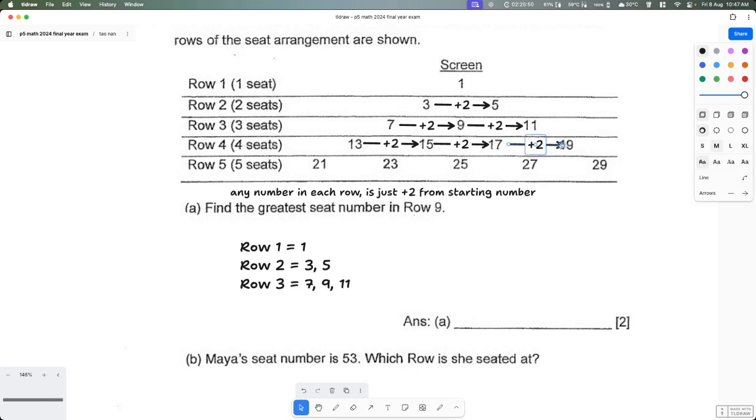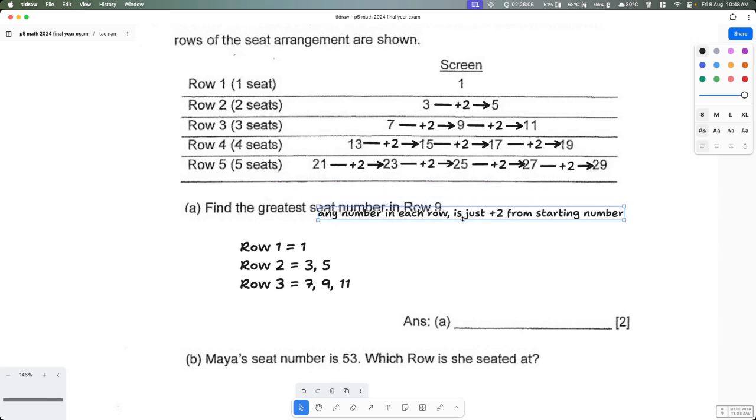Same goes with this as well. So this is 21, 23, 25, 27, 29. Very straightforward. At the same time, 5 seats. We also know that, any number. So next is also, I guess, number one.